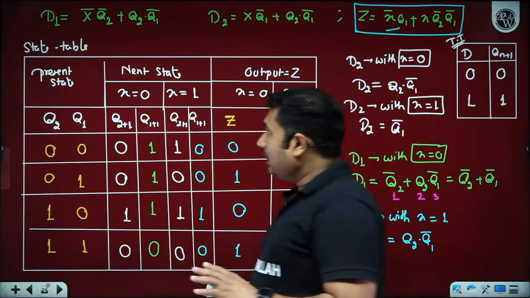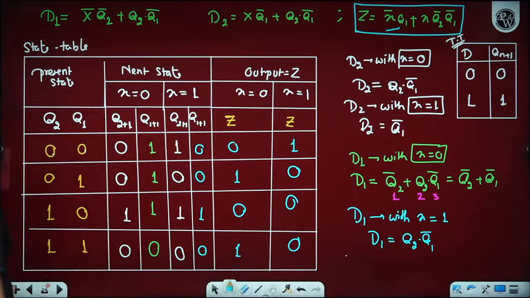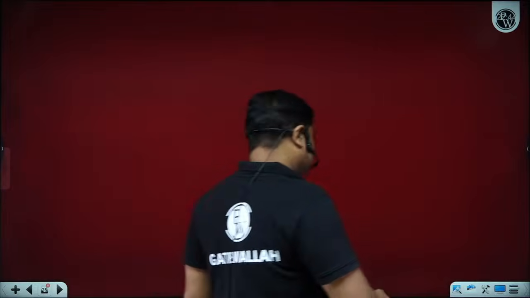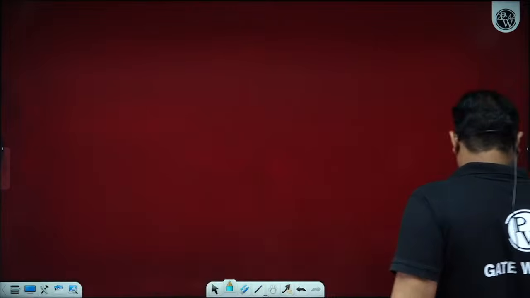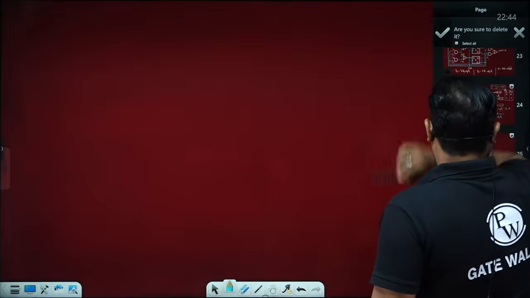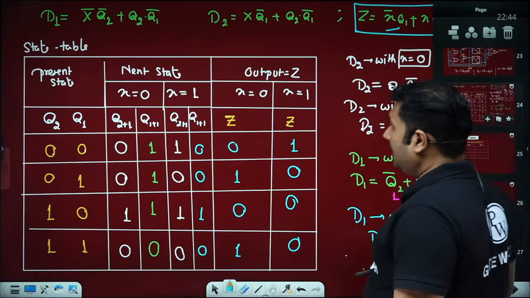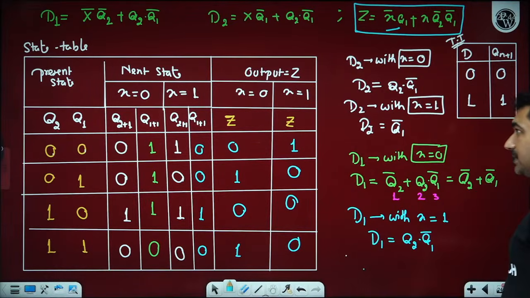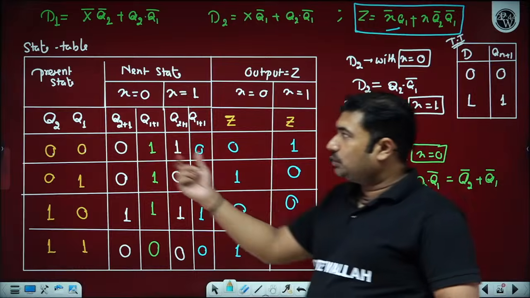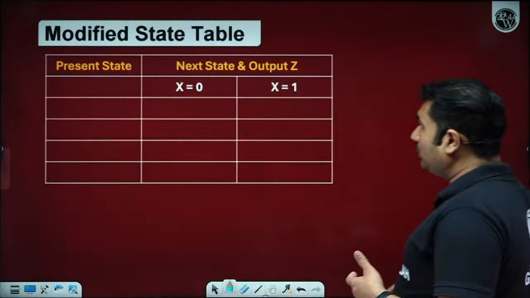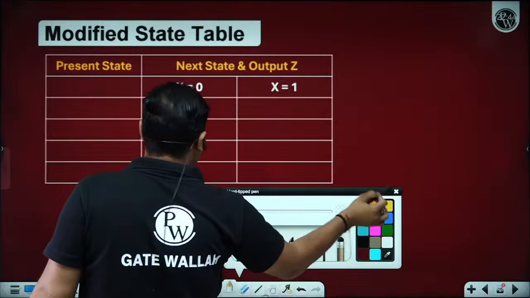Is it okay? Now I am going to modify this state table to draw a state diagram. Please observe here. I am going to modify this state table for the state diagram. So Q2 Q1, I am going to assign these as states. Q2 Q1 can be assigned as state A.